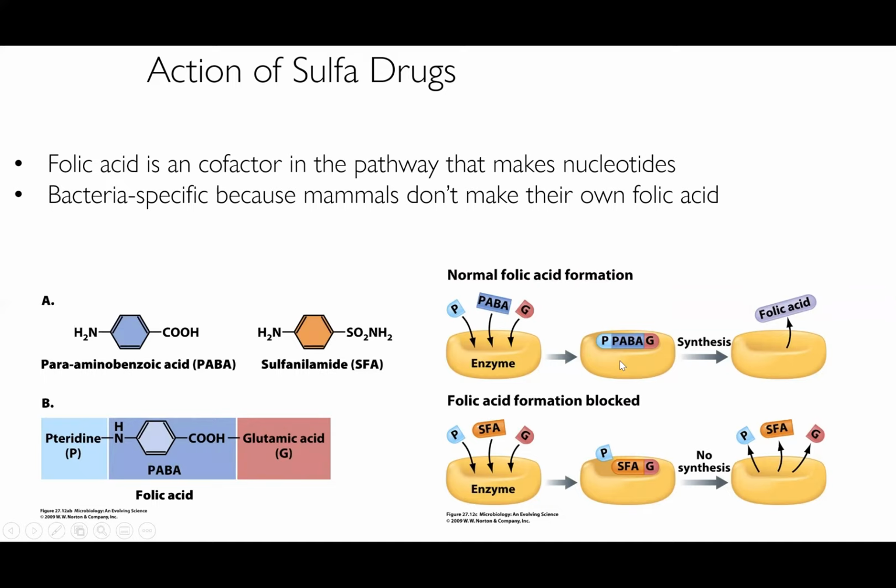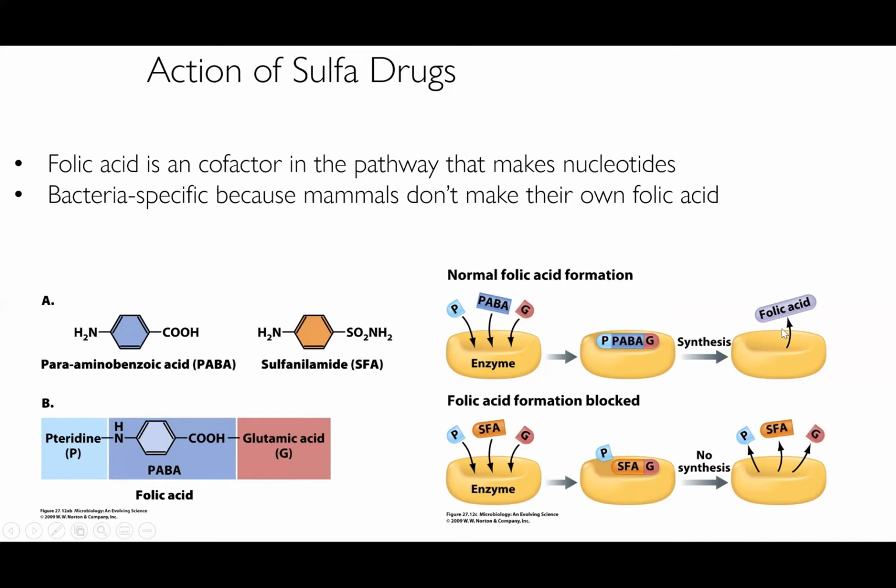However, you can see that what ends up happening is that folic acid is made out of this compound called para-aminobenzoic acid, or PABA for short. And what you can see is when you add, say, a sulfa antibiotic, in this case sulfanilamide, this sulfa antibiotic essentially replaces PABA, meaning that folic acid can no longer be synthesized.